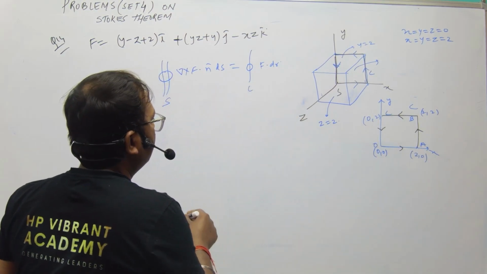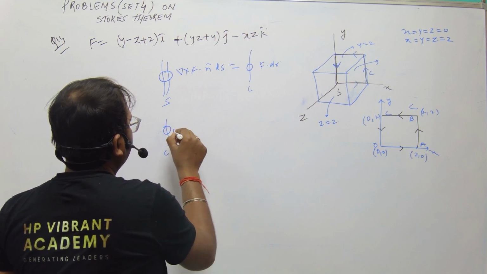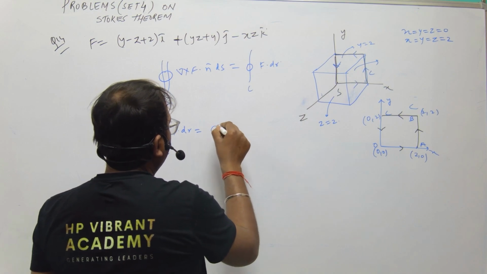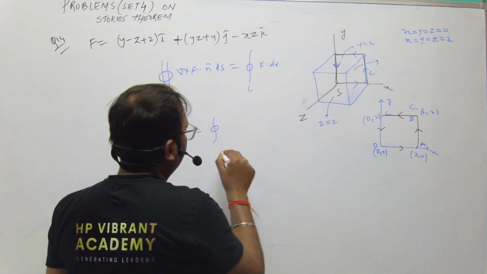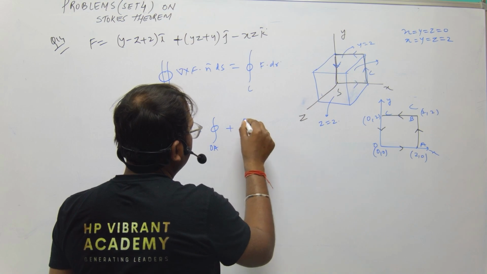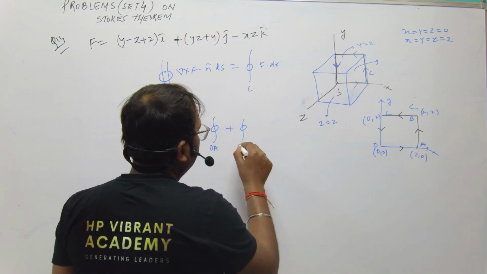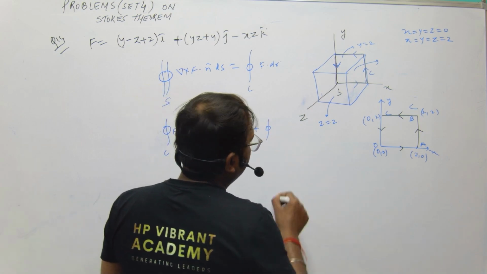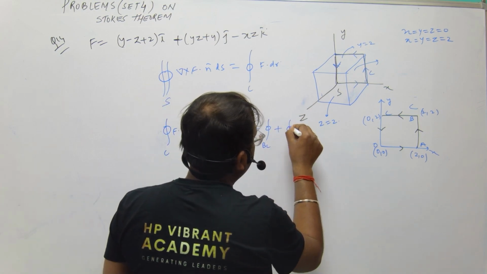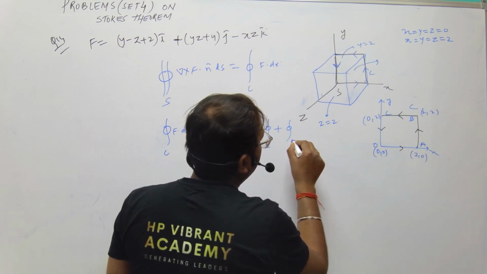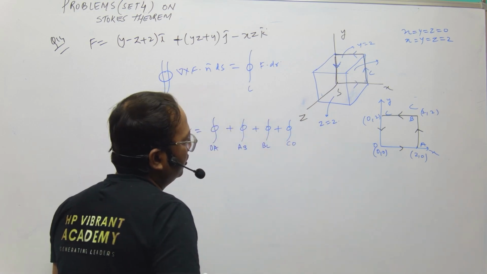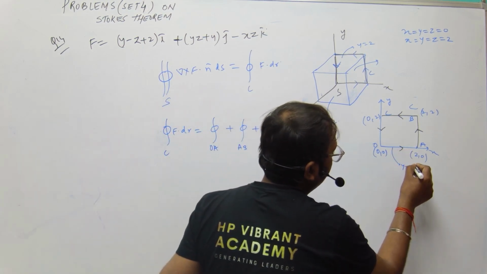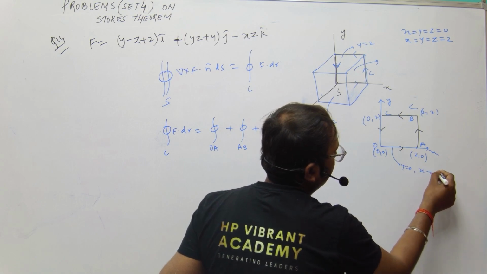So the value of the line integral along the curve C of f dot dr is equal to the line integral along OA plus the line integral along AB plus the line integral along BC plus the line integral along CO. Okay, so on OA we have y is equal to 0 and x varies from 0 to 2.